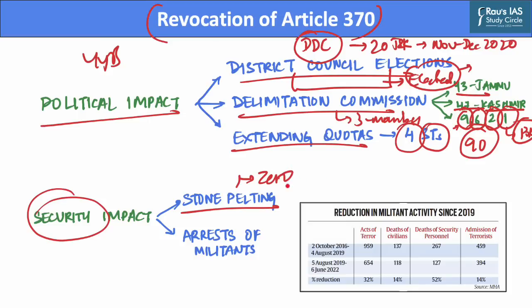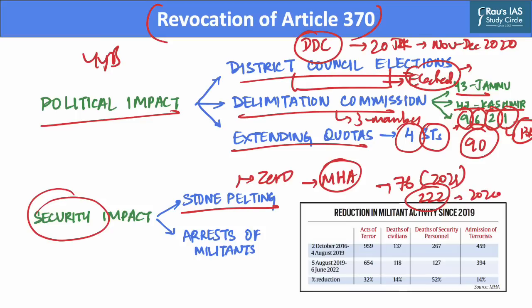significant decline. Now, according to data published by the Ministry of Home Affairs, there were 76 incidents of stone pelting in the state during the year 2021, which is significantly less than the 222 stone pelting incidents in the year 2020 and 618 stone pelting incidents in 2019. Hence, from this data you can see that the number of stone pelting incidents has reduced significantly.